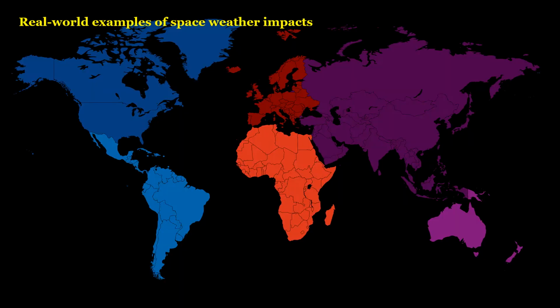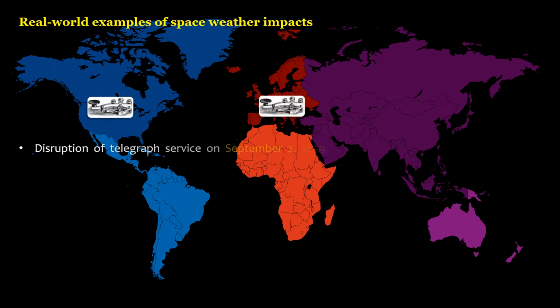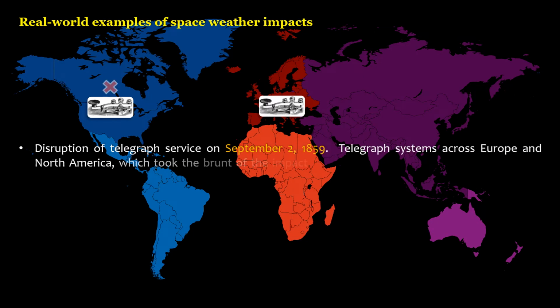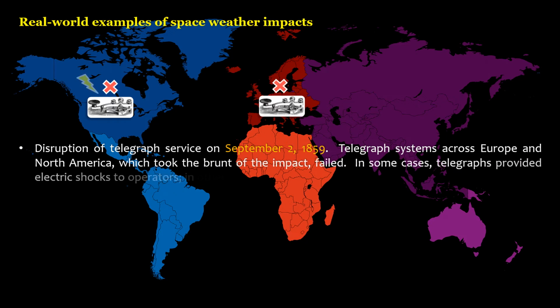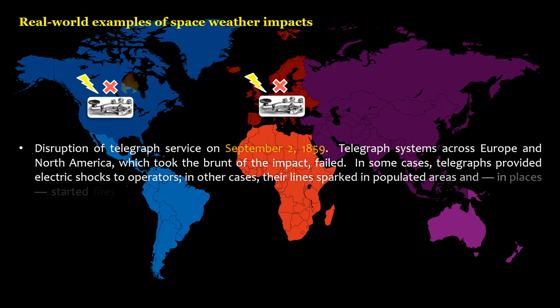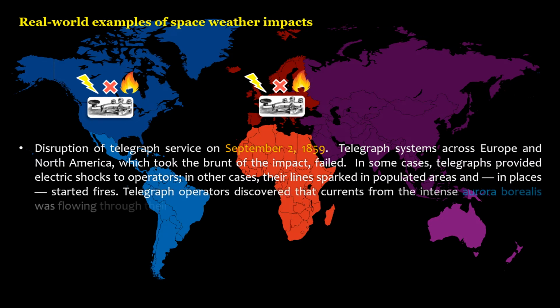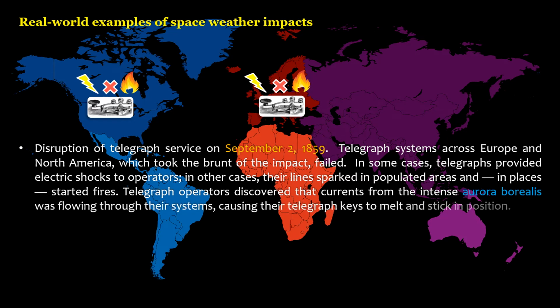Real-world examples of space weather impacts. Disruption of telegraph service on September 2, 1859. Telegraph systems across Europe and North America, which took the brunt of the impact, failed. In some cases, telegraphs provided electric shocks to operators; in other cases, their lines sparked in populated areas and, in places, started fires. Telegraph operators discovered that currents from the intense aurora borealis were flowing through their systems, causing their telegraph keys to melt and stick in position. The incident was named the Carrington Event in the scientific community.